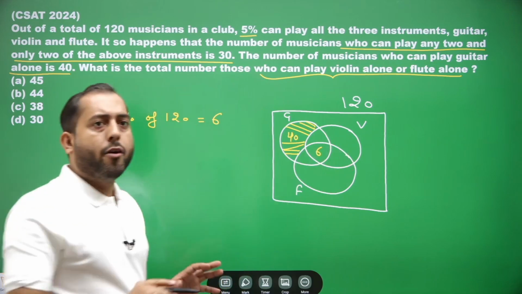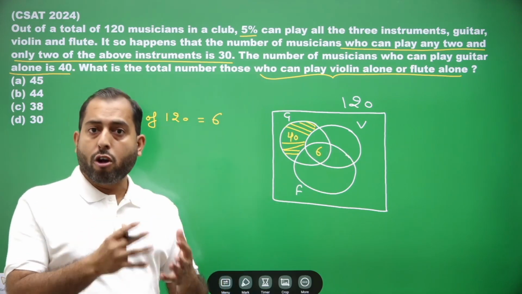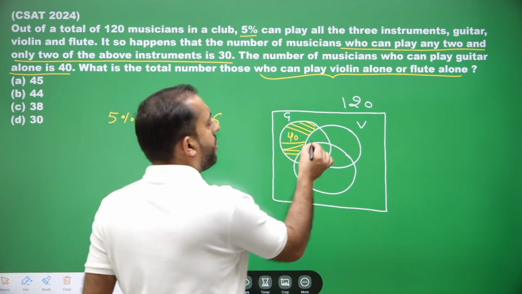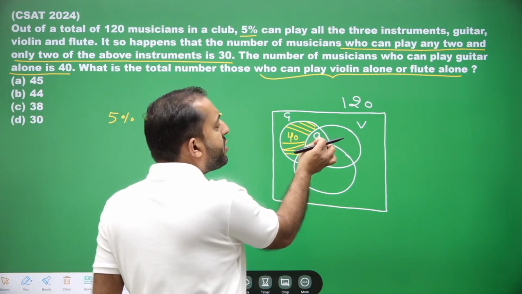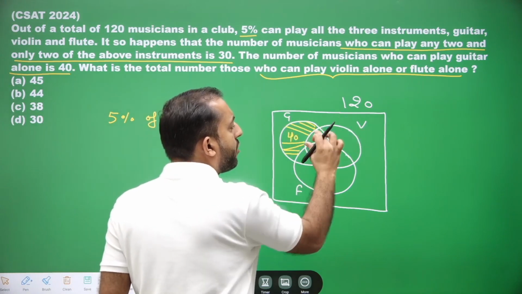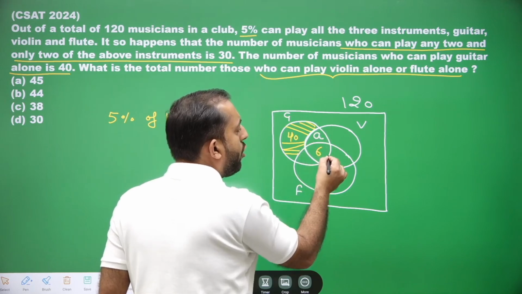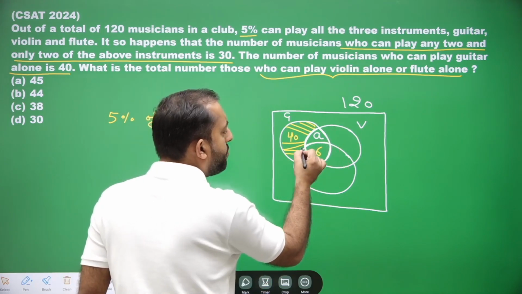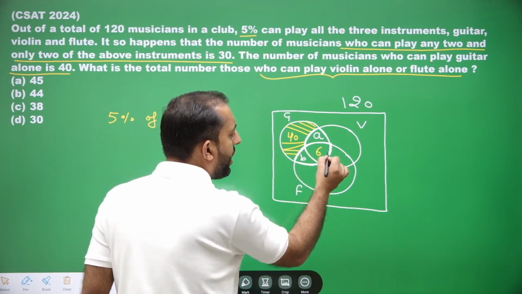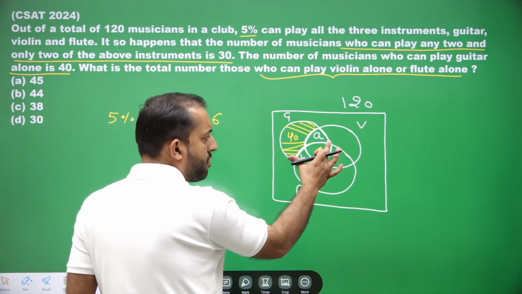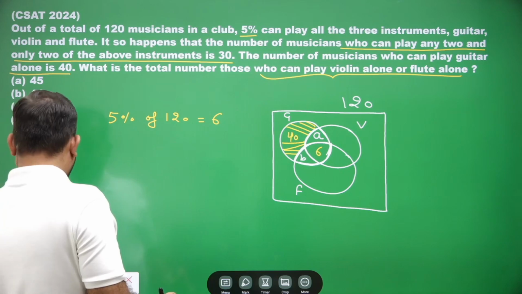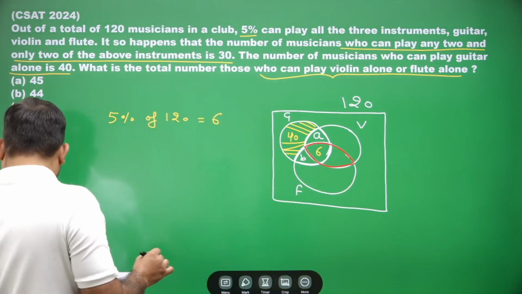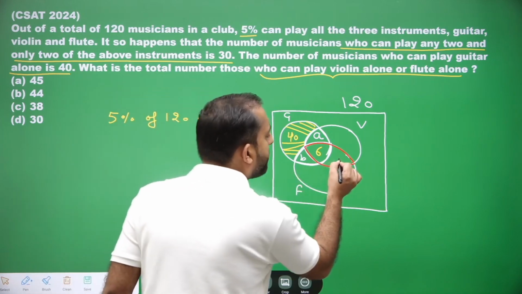So in this Venn diagram, a lot of regions are missing. So let's consider the values. Let's say this region which belongs to only guitar and violin, this upper part of the petal, is A. This part is B, which belongs to only guitar and flute, if we pay attention to this petal. And in the remaining petal, one part of this petal is 6, so let's say another part of this petal is C.